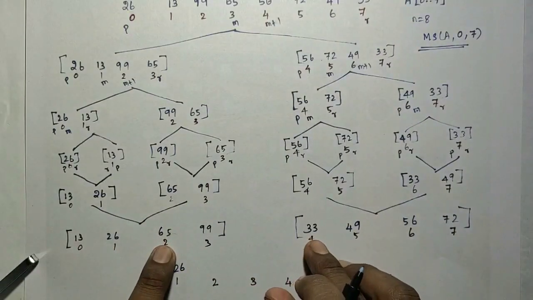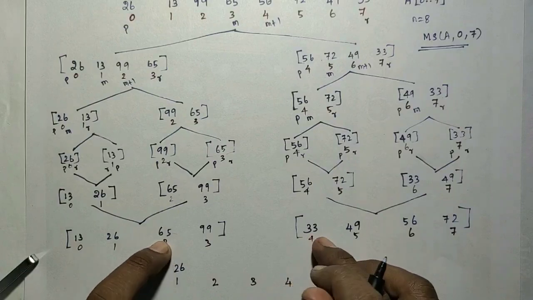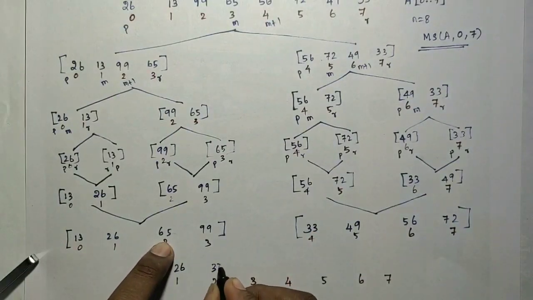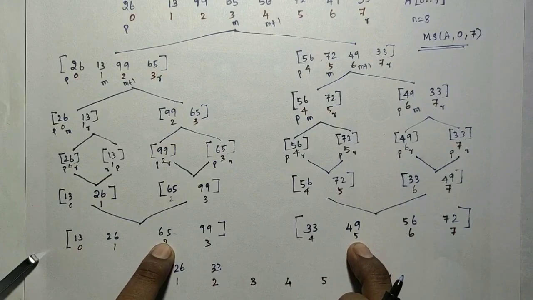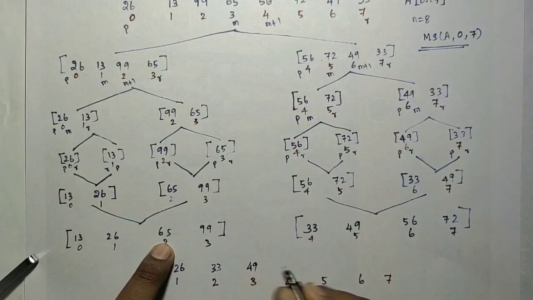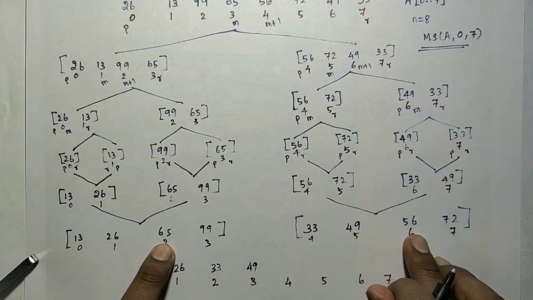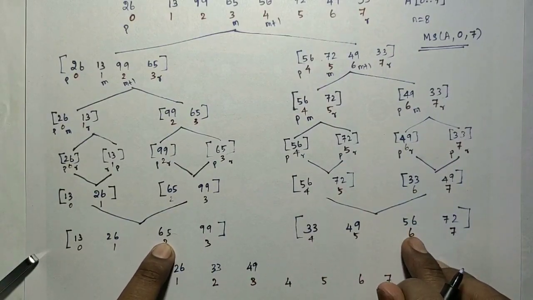And 65, 33. 33 is the minimum. Put it here, and increment this alone. And 49, 65. 49 is the minimum. Put it here, in the next free location. Increment this alone. Next 56, 65. 56 is the minimum.